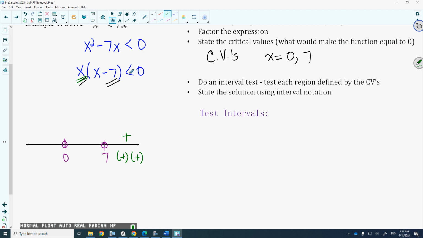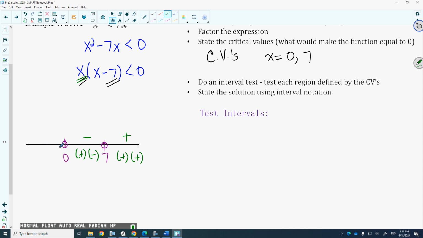I'm looking for less than 0. So now let's pick a number between 0 and 7. I'll pick 2. I'm going to put 2 here. 2 is a positive number. Then I'm going to put 2 in this factor. 2 minus 7 will give me negative 5. That's a negative number. A positive number times a negative will overall give me a negative interval.